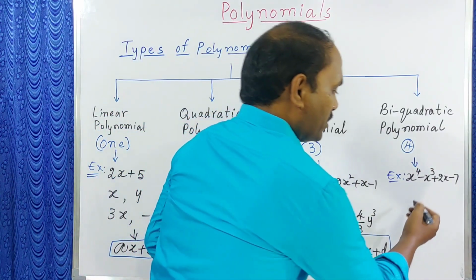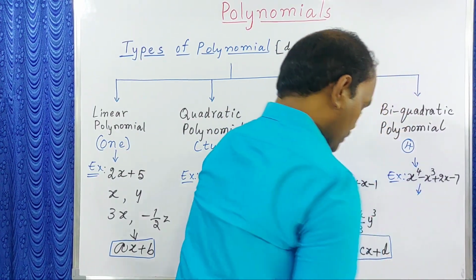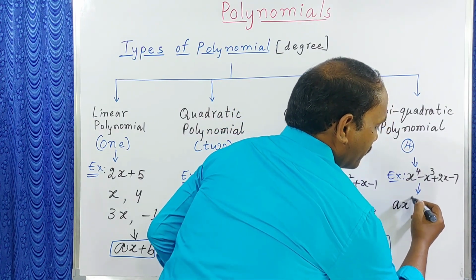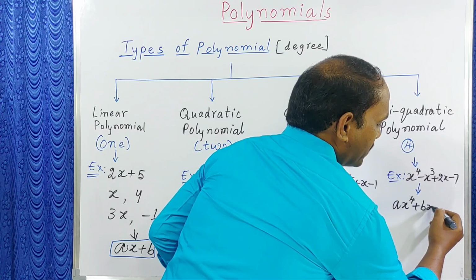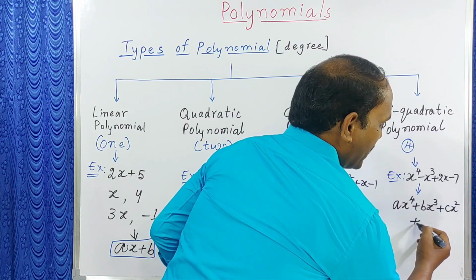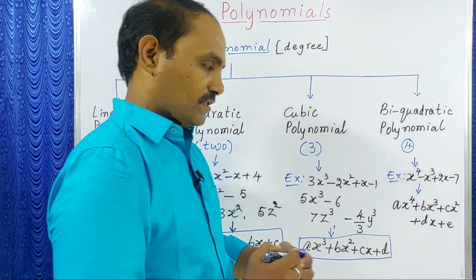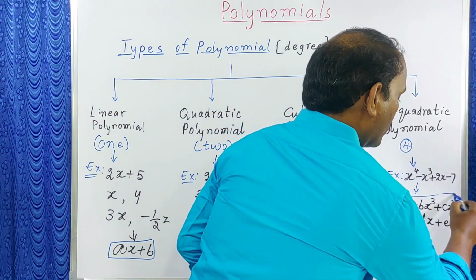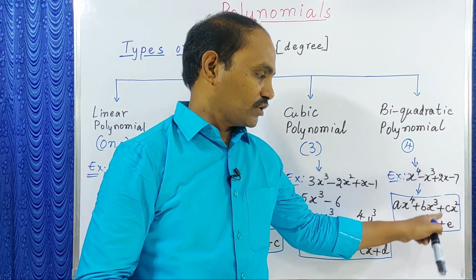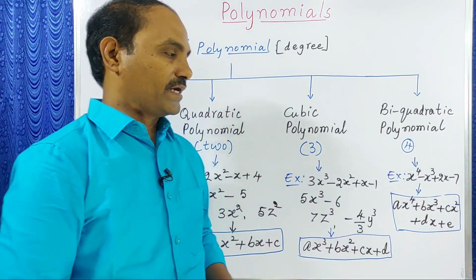Now what is the general form of this biquadratic polynomial? General form of biquadratic polynomial is a x power 4 plus b x cube plus c x square plus d x plus e. This one is the general form of biquadratic polynomial. Ax power 4 plus bx cube plus cx square plus dx plus e. This one is the general form of biquadratic polynomials.